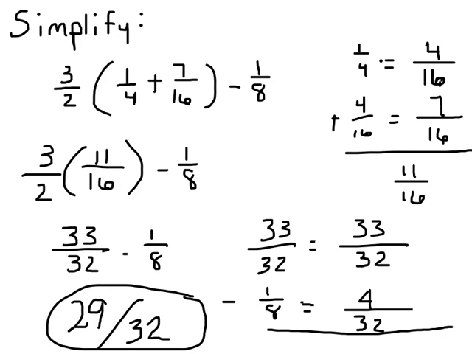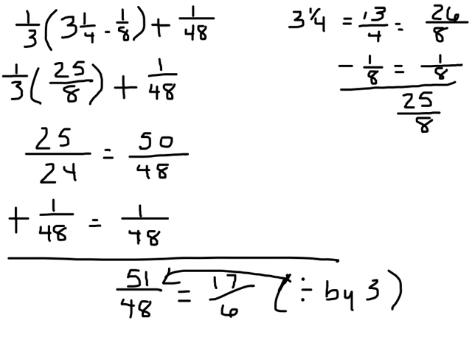So we have a common denominator of 32. And this one's going to stay the same. This one is going to become 4/32. And when we subtract 4 from 33, we get 29/32, and that's our final answer.